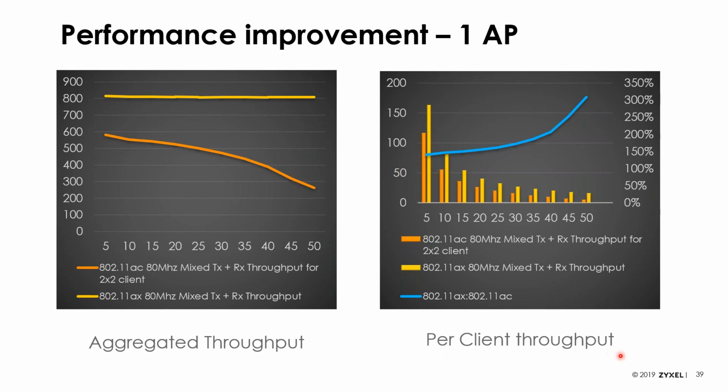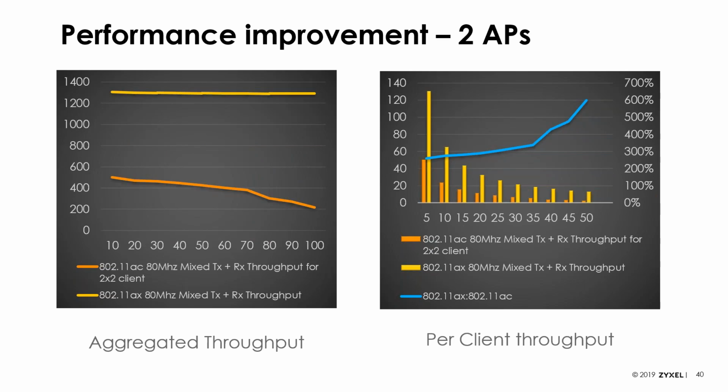Then per client throughput. Obviously, since many clients share the same throughput, it will go down even if you have AX or AC, because the shared bandwidth stays the same. But you can clearly see that the more clients you have on the AP, AC clients will drop a lot more. So the blue line here represents the percentage difference between AX and AC on per client throughput when the client amount grows. So especially when you have a lot of clients, AX is far better at handling them.